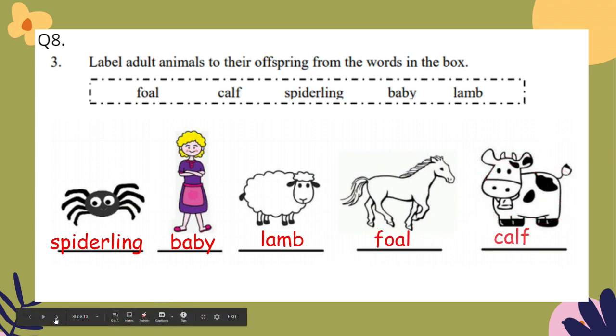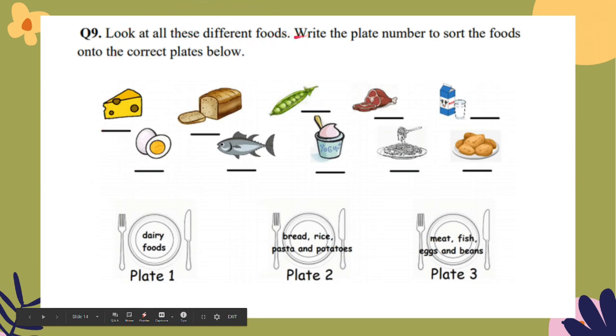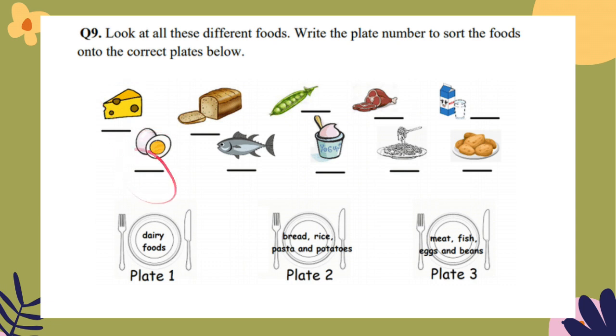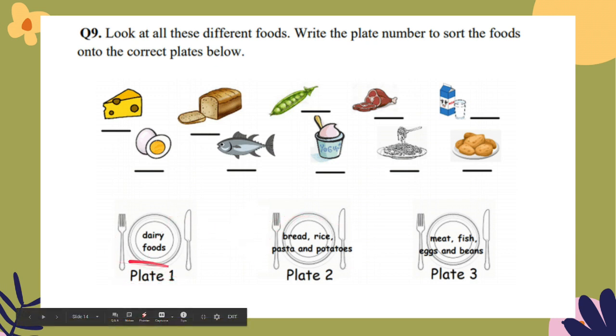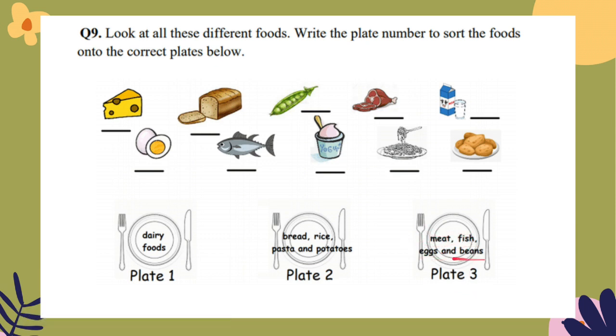Question number 9, look at all these different foods. We will write the plate number to sort the foods onto the correct plates below. Okay, remember our diet must have foods from different food groups. Plate 1 belongs to dairy foods. And plate 2, these foods are from bread, rice, pasta, and potatoes. And plate 3, foods that are meat, fish, eggs, and beans.